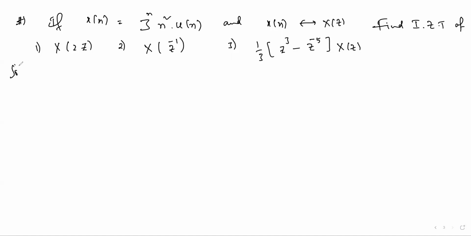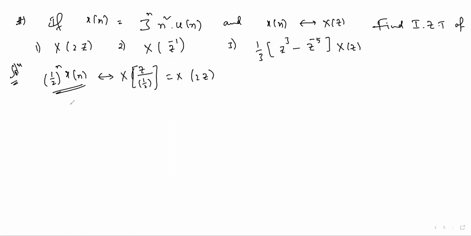Right, let us see. You know that X of 2z is here. That means it should be multiplied with which function? We had done this in the previous problem only. It is (1/2)^n. If you multiply it to x of n, what will we get? X of z divided by a, where the value of a is 1/2. This is what we have done there. So the inverse Z transform of X of 2z should be (1/2)^n x of n.